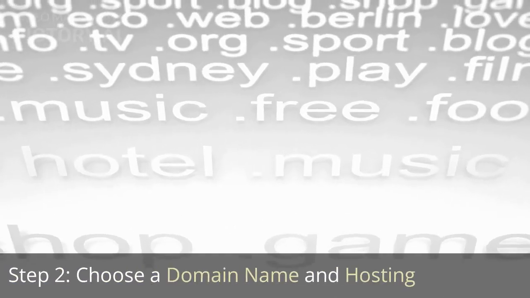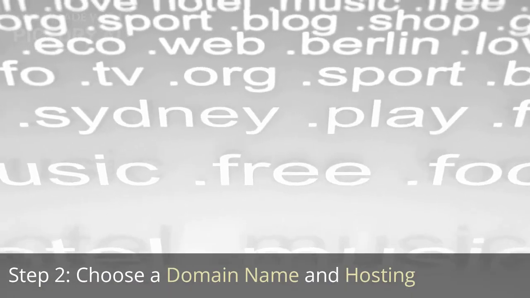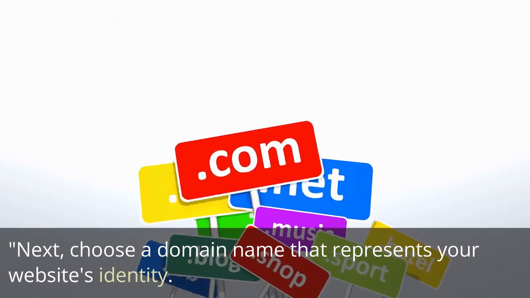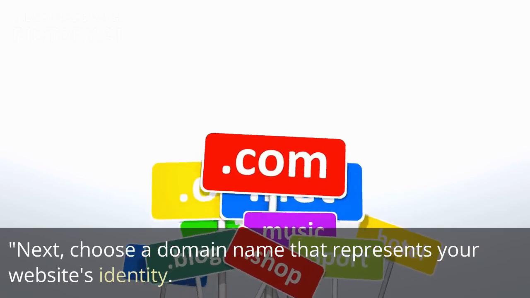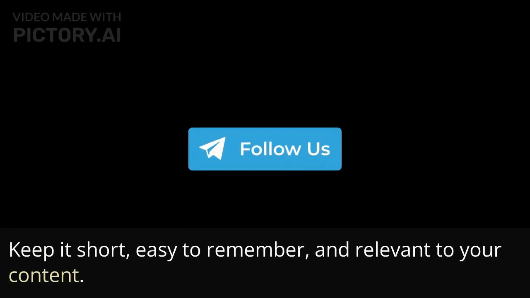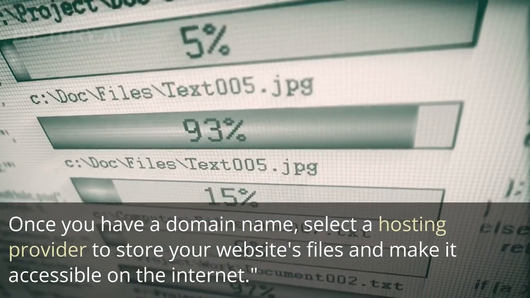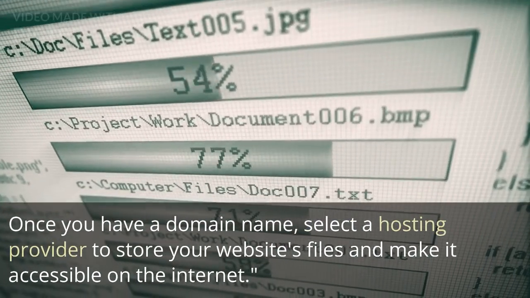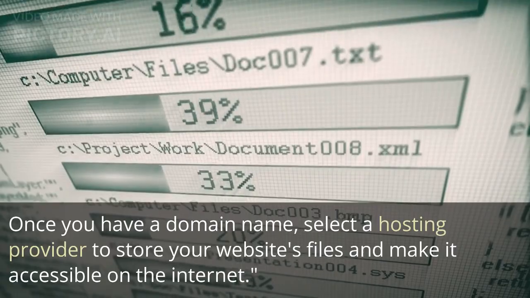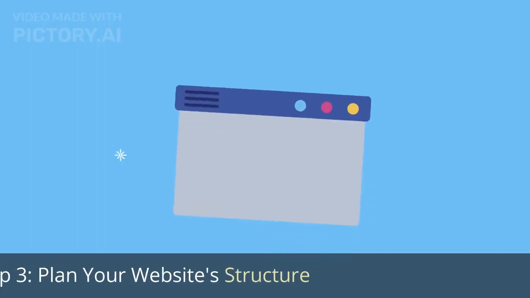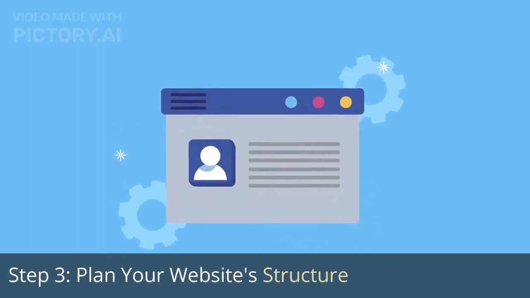Step 2. Choose a domain name and hosting. Next, choose a domain name that represents your website's identity. Keep it short, easy to remember, and relevant to your content. Once you have a domain name, select a hosting provider to store your website's files and make it accessible on the internet.